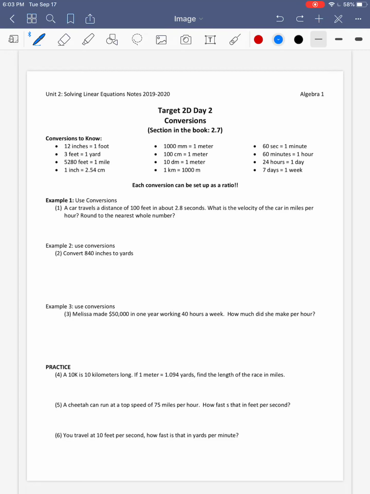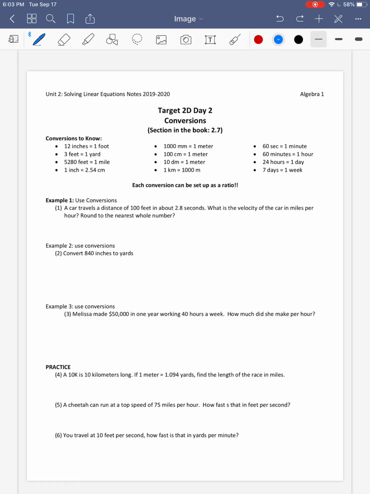All right, conversions. I want you to think of conversions as essentially ratios, but don't get them confused with proportions. Proportions is where we set ratios equal to each other, and now we're going to use ratios to multiply and cancel out units.